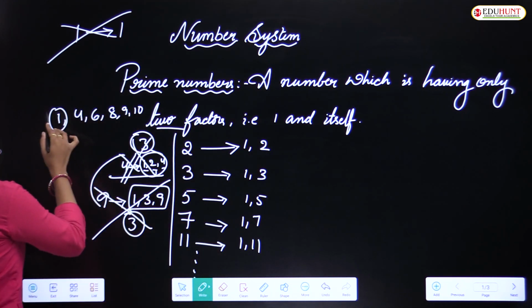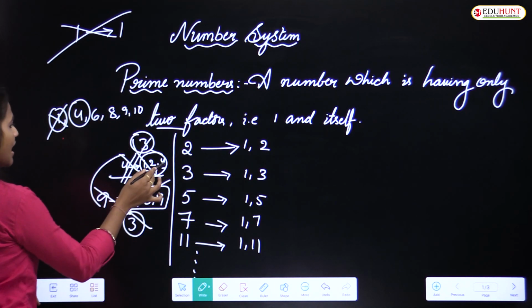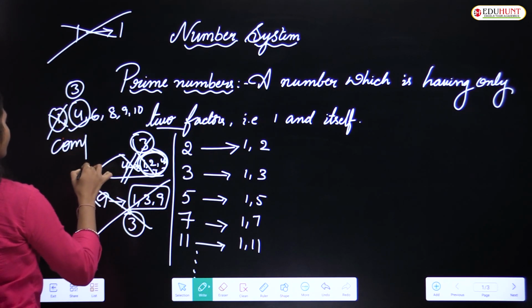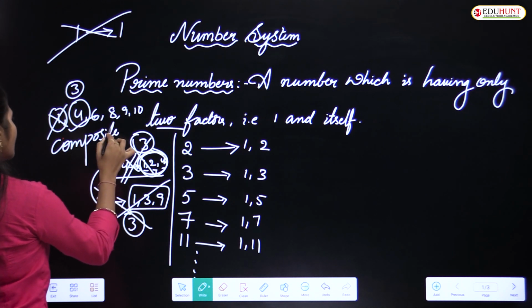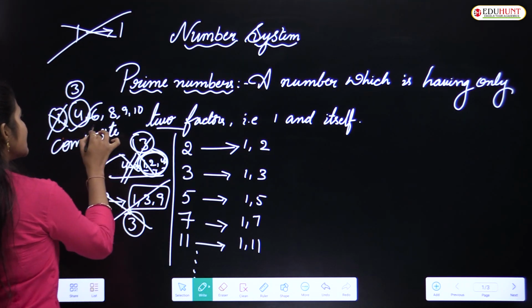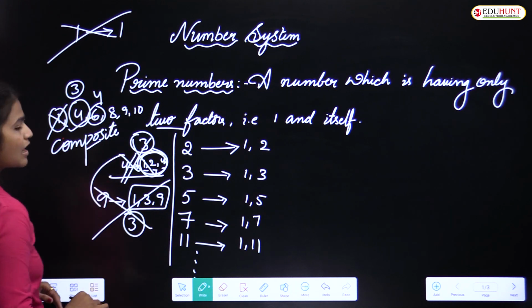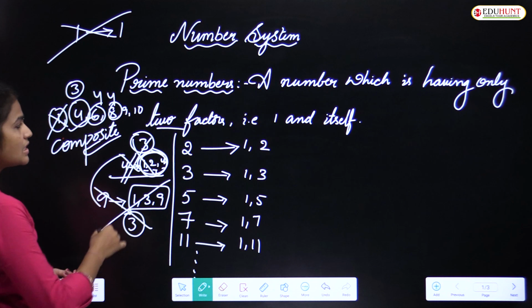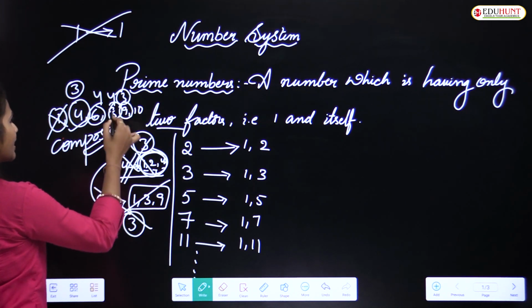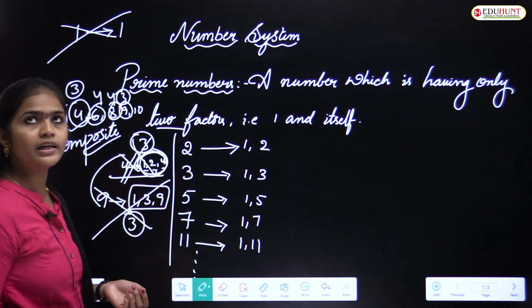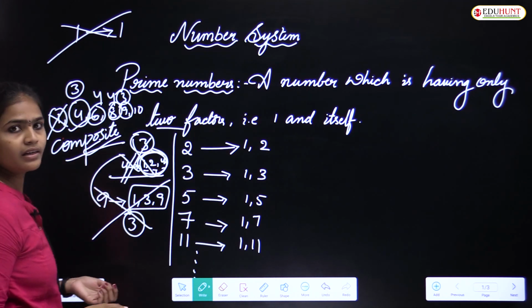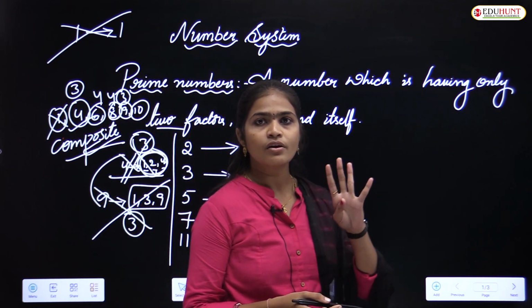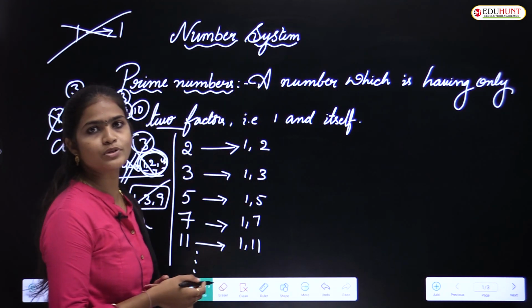Afterwards, 4. How many factors does 4 have? 3 factors, so this is a composite number. 6 has 4 factors, so that is composite. More than 2 only, no? 8 has 4 factors, so that is composite. And 9 has 3 factors. 3 is also more than 2, no? So that is also a composite number. And 10, how many factors does 10 have? 4 factors. That is also a composite number.